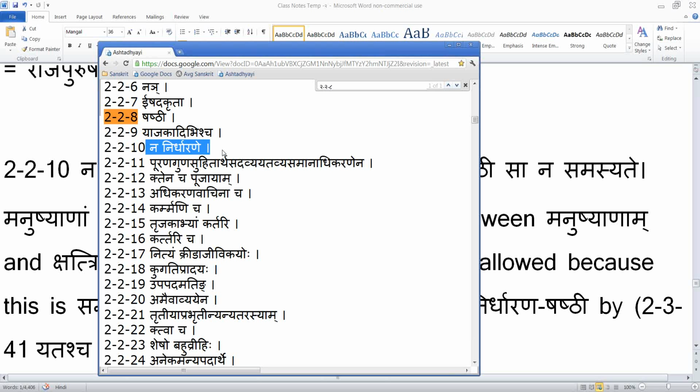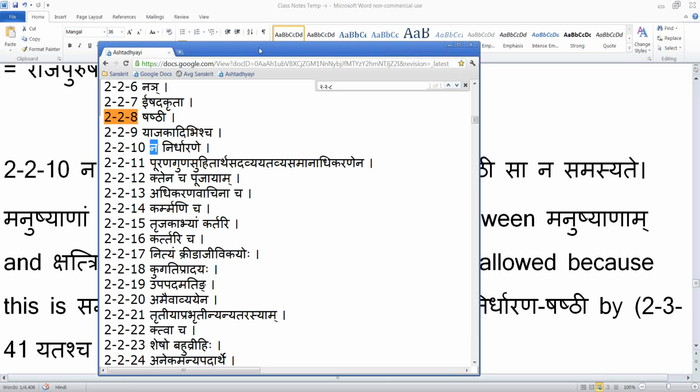So nishedha and apavada are two different things. Nishedha does not give any alternate operation. It only stops the application of the utsargaha, of some sutram; some sutram's operation is being stopped. Apavada will operate in the subdomain of the utsargaha and will give some alternate operation. Right now we are talking about nishedha, because it's na nirdharane, na nirdharane.